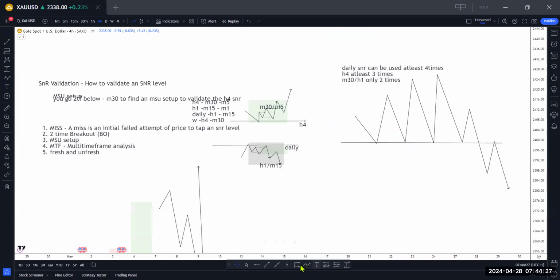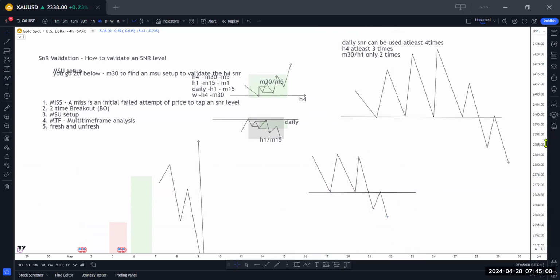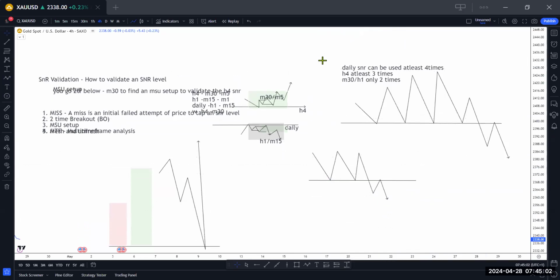Okay. So for M30, if this is an M30 area, price taps the first time, taps the second time. Okay, now it's unfresh. If price should come approaching this level, price is surely going to break it. And when price breaks it, it has now become a fresh resistance level, right? Because it has never been used as resistance before. So it's a fresh resistance level now. The price will tap the level and then start to drop. So fresh and unfresh is a good way to validate SNR levels.